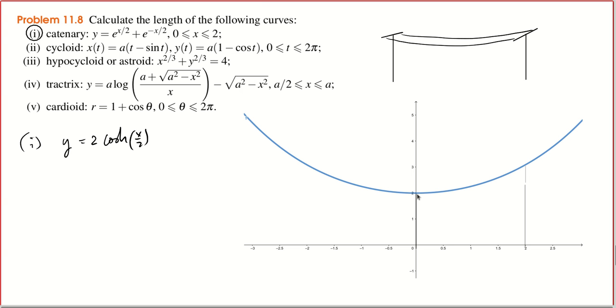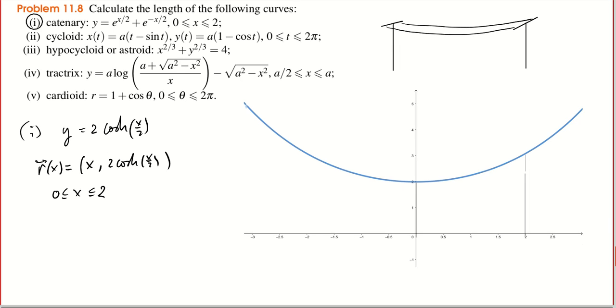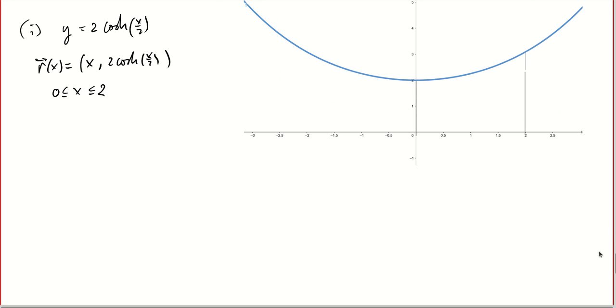Okay, so the way to do this is we need to find a parameterization of the catenary. Given that you have y as a function of x, the parameterization is very easy in terms of x: it is x and 2 times the hyperbolic cosine of x half. That's the parameterization, and x runs from 0 to 2. And we want to calculate the length of this curve in this interval.